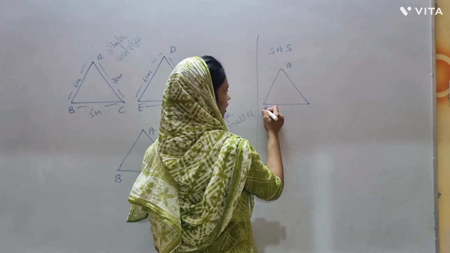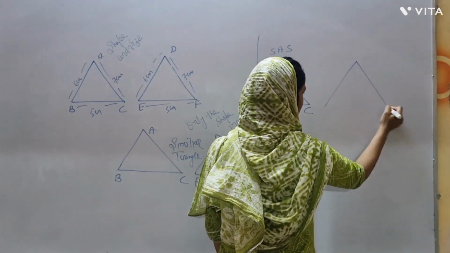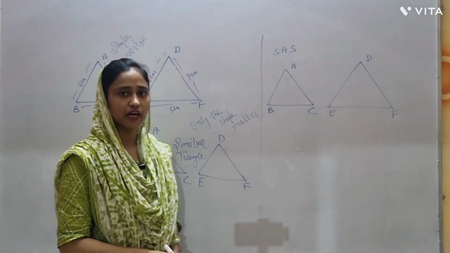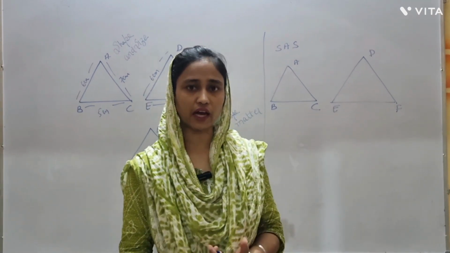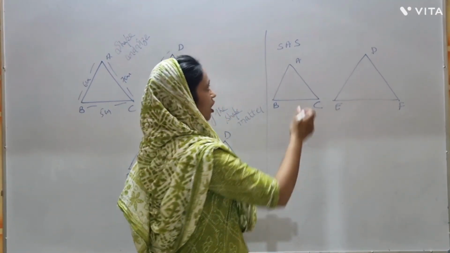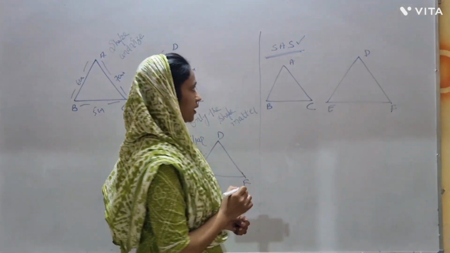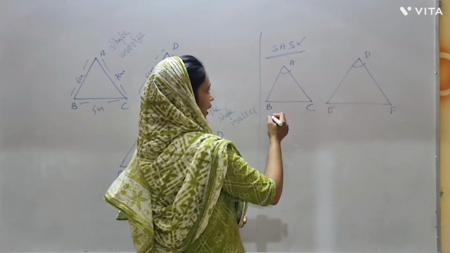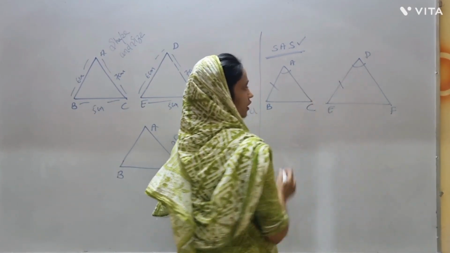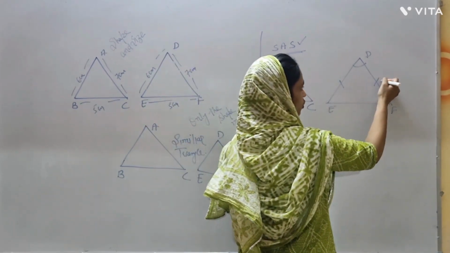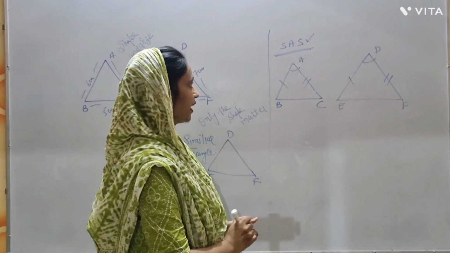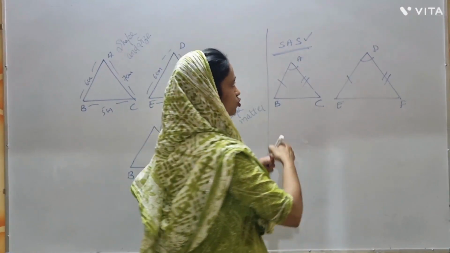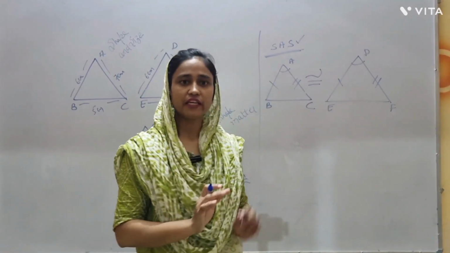Suppose ABC and DEF are two triangles. I need to prove that these two triangles are congruent to each other. How will we use this condition here? Suppose angle A is equal to angle D, AB is equal to DE and AC is equal to DF. Then we will say that by the side angle side congruency condition, these two triangles are congruent to each other.